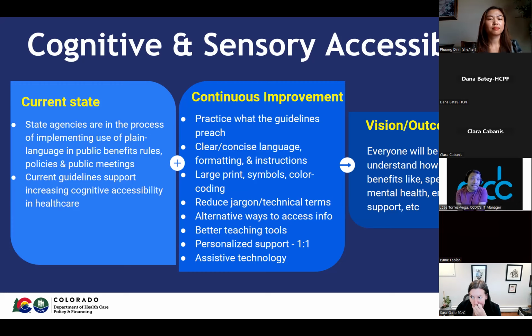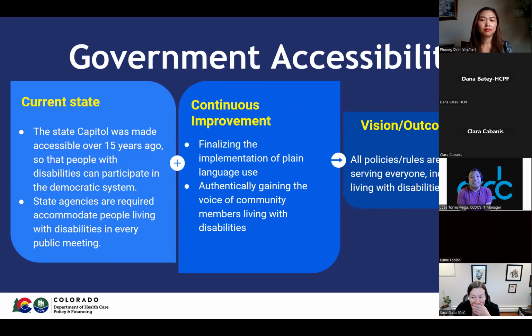Assistive technology. So, for example, often we encounter that state agencies don't have enough accessibility in their website, and that's something that could be improved. And we have asked, and there have been some efforts, but it's not yet what it should be. So for the future, everyone will be able to understand how to access benefits like special education, mental health, employment, support, etc. So that's our vision. Government accessibility, and that's our last one.